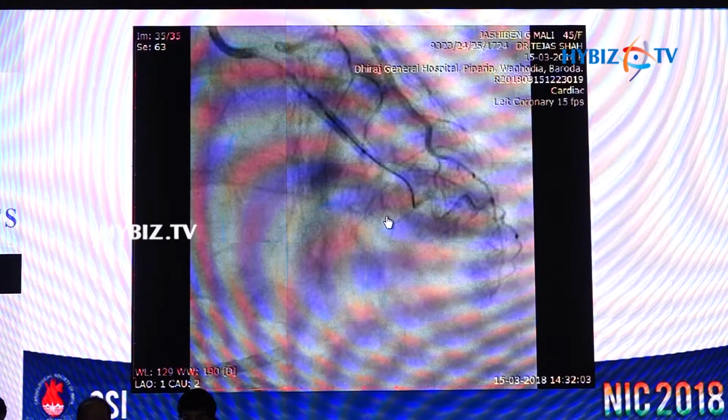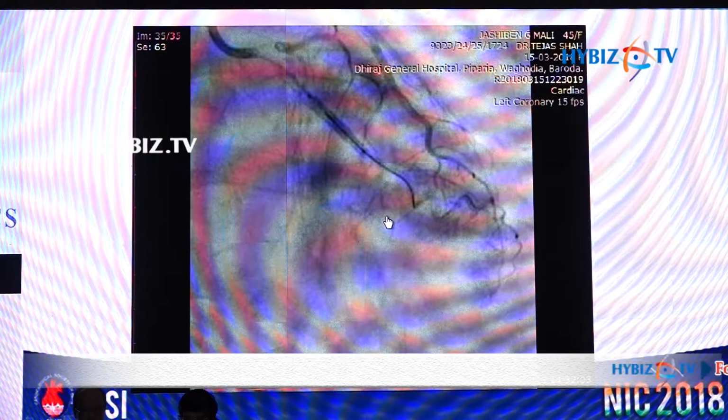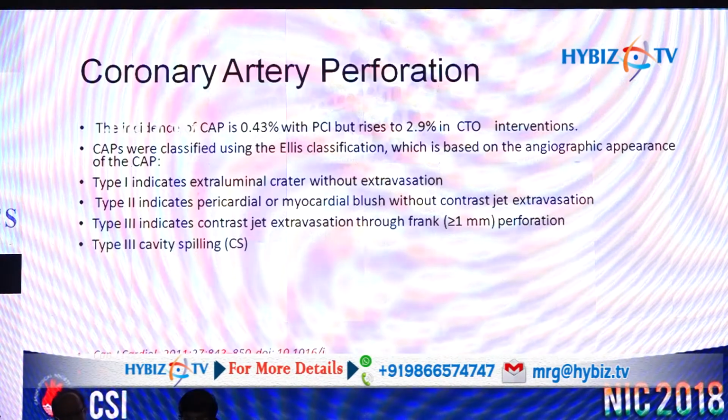She was stabilized, and you can see in the pericardial cavity that the staining has been removed. The leak was there, but not as much as compared to the previous. Once she was stabilized, she was shifted to the CICU and monitored.